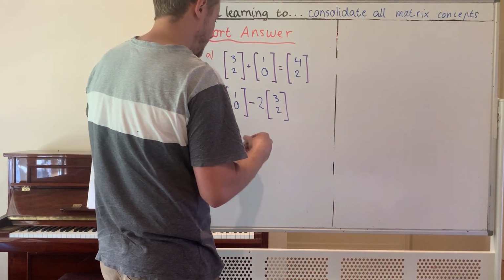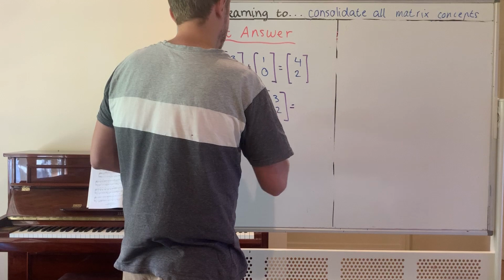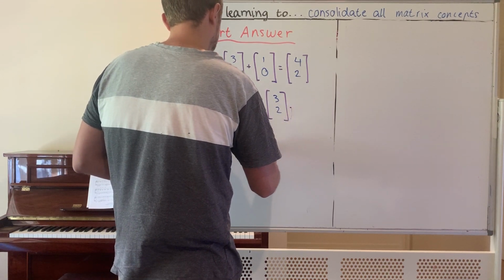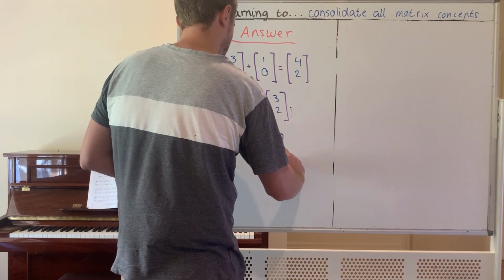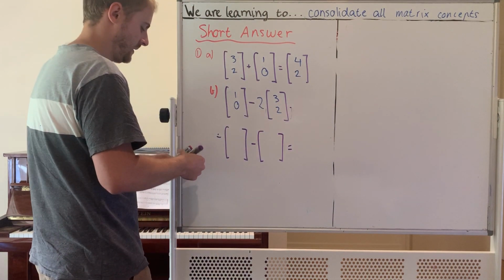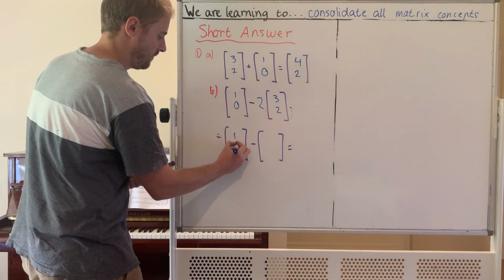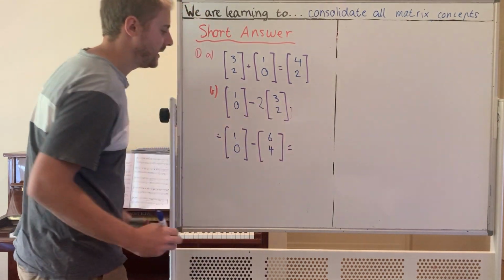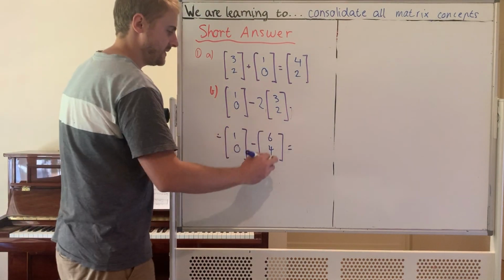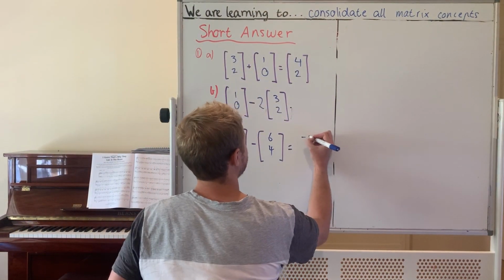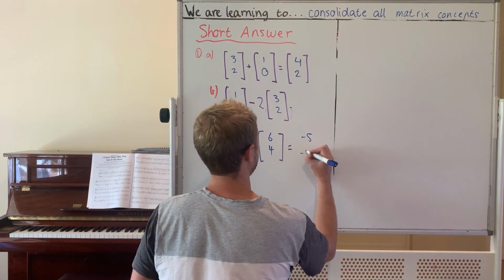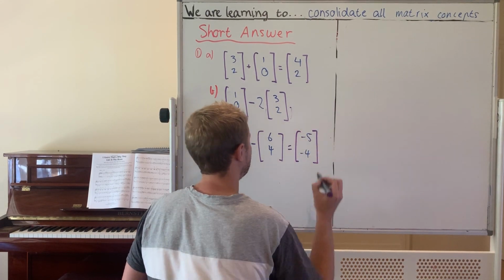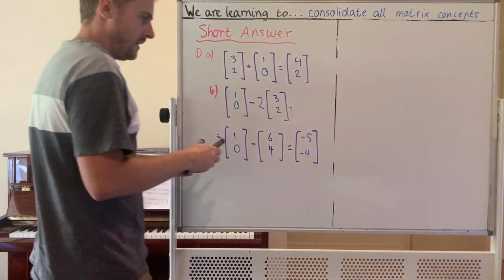So if I was to rewrite that, I'll do it down here. So 2 times 3 is 6, 2 times 2 is 4. Now it's just normal subtraction. 1 minus 6 is negative 5. 0 minus 4 is negative 4.